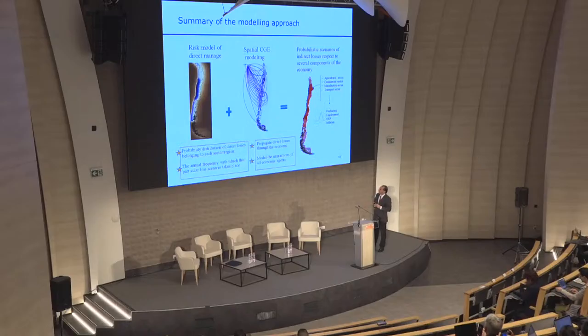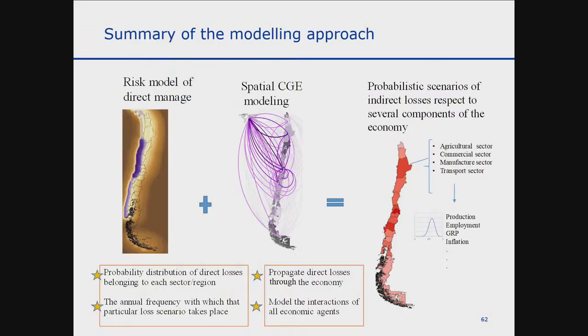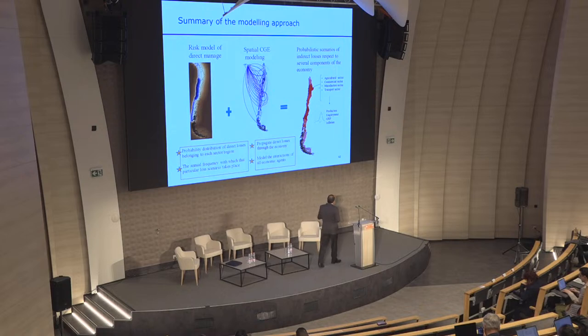So in summary, we depart from the probability distribution of direct losses for each sector and region. We get the annual frequency with which that particular loss scenario takes place. For a very severe earthquake, the return period would be every 1,000 years, but for very light earthquakes, it can be 5 years, 10 years. We integrate this distribution with the spatial CGE model so that, at the end of the day, we get probabilistic scenarios of indirect losses with respect to several components of the economy. So this modeling framework brings together many of the previous insights that we got from other applications.